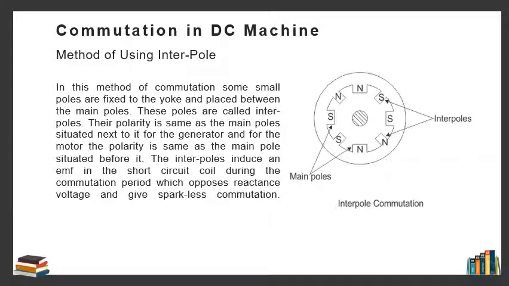The interpole induces an EMF in the short circuit coil during the commutation period, which opposes the reactance voltage and gives sparkless commutation.